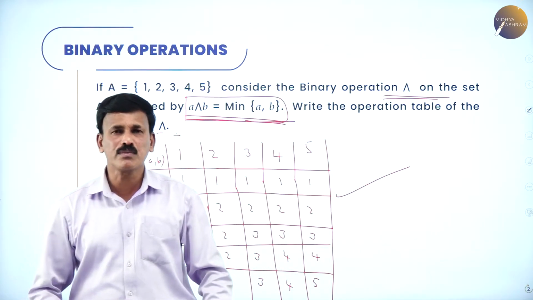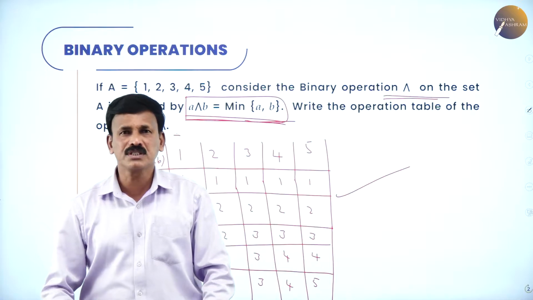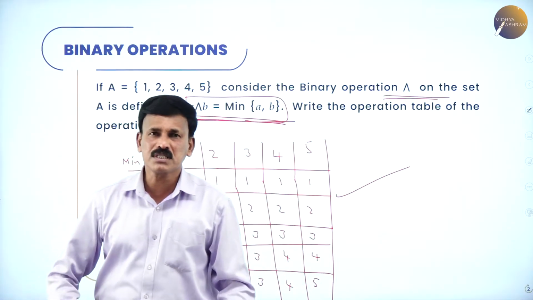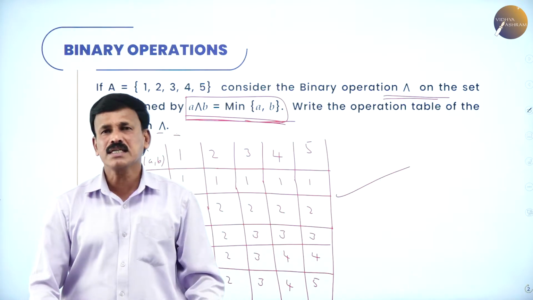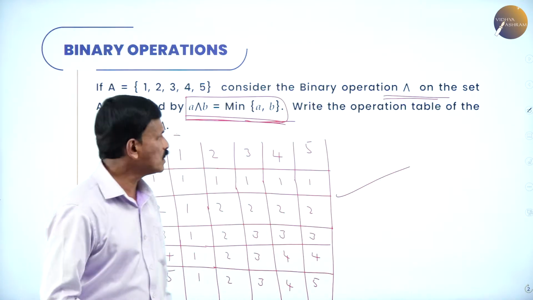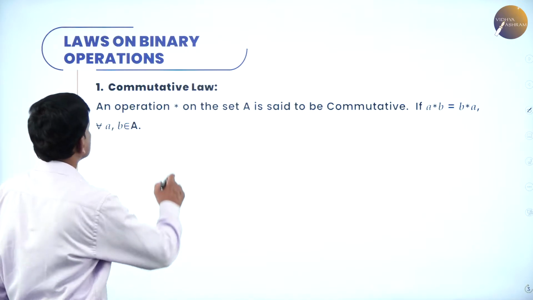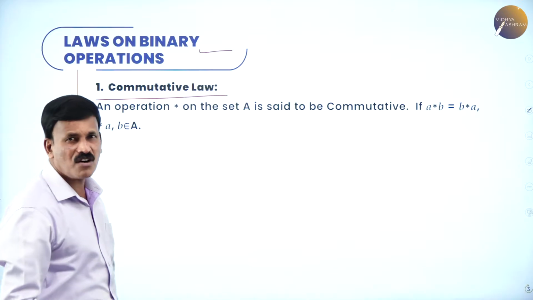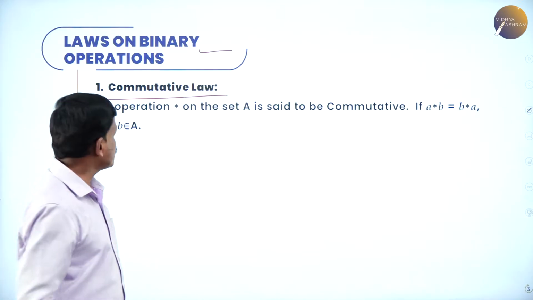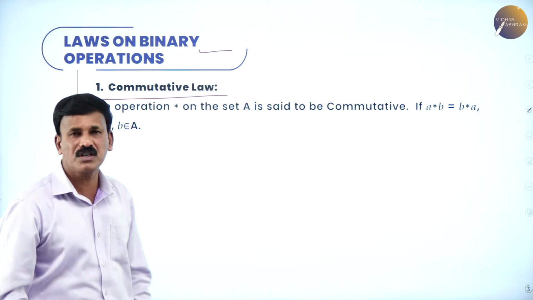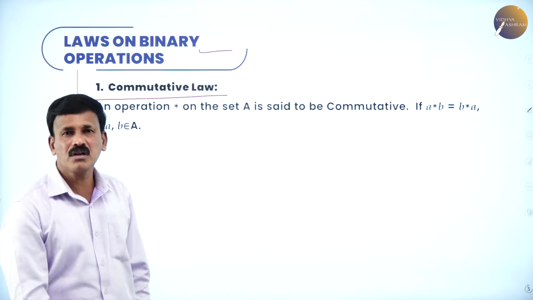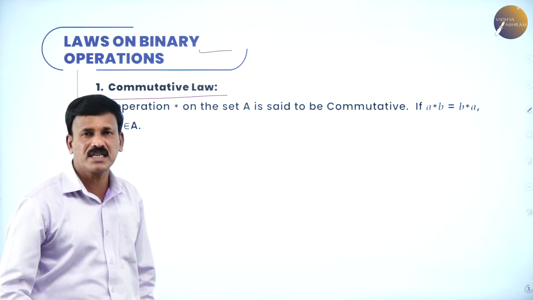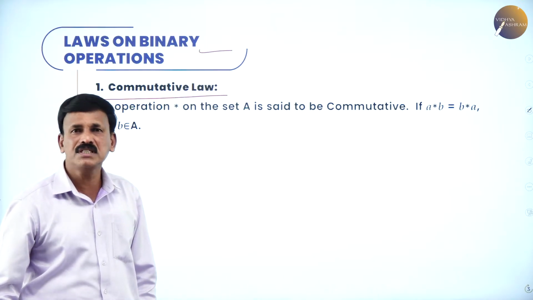So these are the few problems based on the binary operation. Let us come to the problems based on the properties of binary operation. So they are called the laws of binary operation. Here we are going to study 4 laws: commutative law, associative law, identity law, and the inverse law. That is, existence of an identity element and existence of an inverse element.